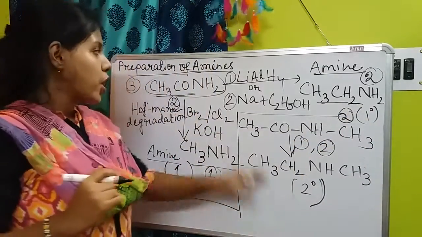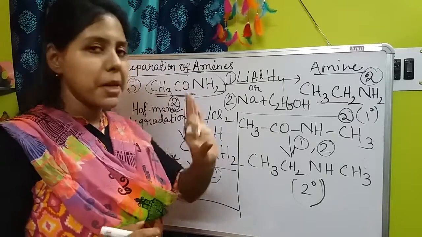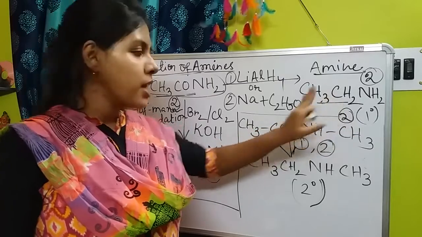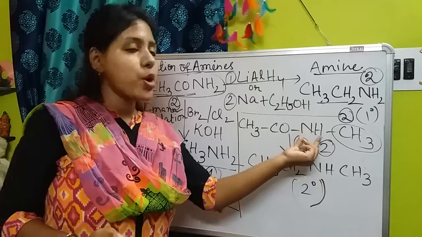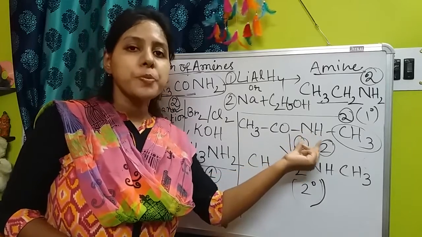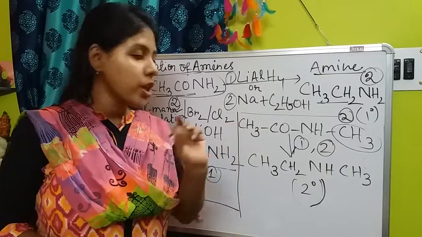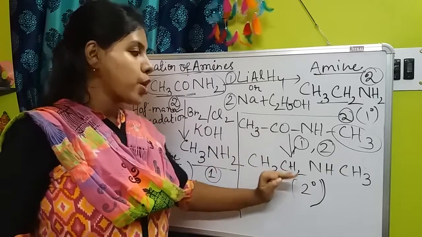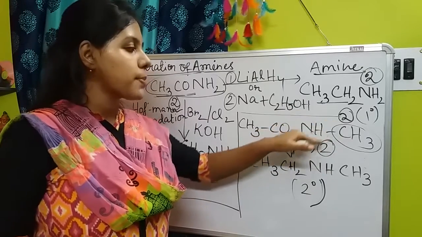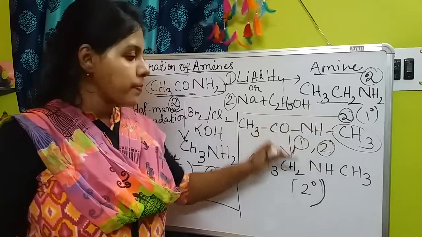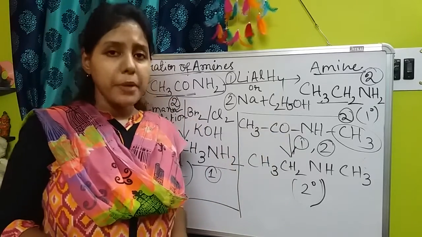So what does it mean? Starting from a simple amide like acetamide, we are getting a primary amine. But if we take substituted amides, where a hydrogen of the NH2 group is substituted by an alkyl group, then it could produce a 2 degree amine, or if both hydrogens are substituted by two alkyl groups, then it could produce a 3 degree amine also.